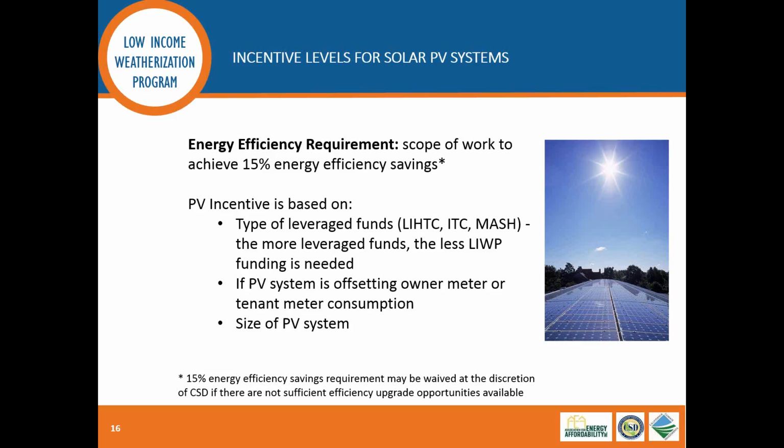is needed. And the PV incentive is based on the types of funding sources that you're leveraging to pay for the system, such as the low-income housing tax credits, or LIHTC, the federal investment tax credit, or ITC, and the MASH program, which is an affordable solar housing program for multifamily administered by the investor-owned utilities in California. The more you're leveraging funds, the lower the incentive is. The program is not intending to overpay for solar. We're trying to come up with a way to encourage you to do solar without going above and beyond the total cost of installing solar based on the sources that you're leveraging.